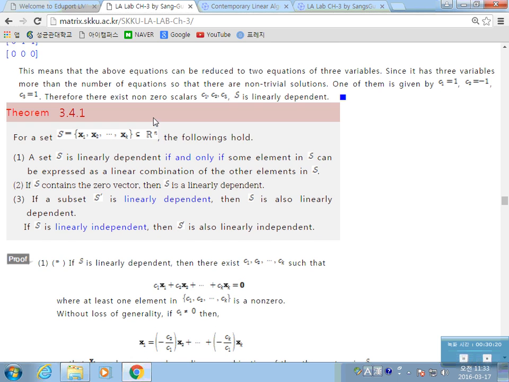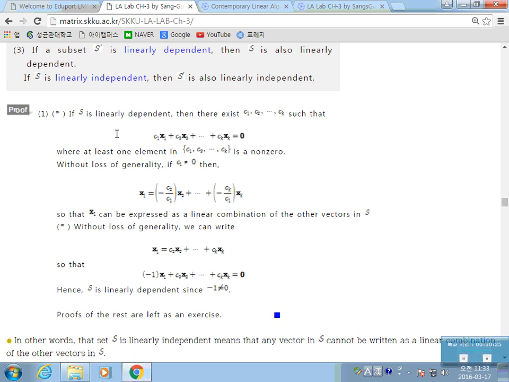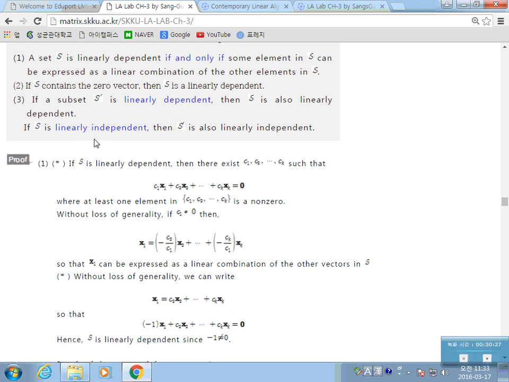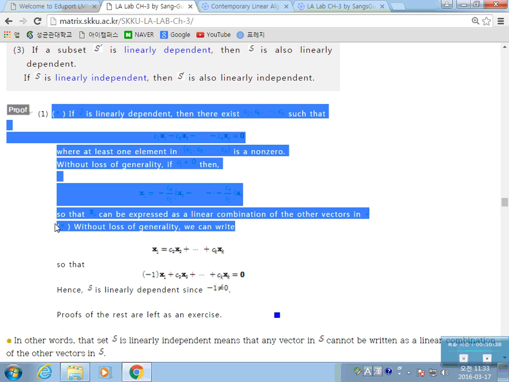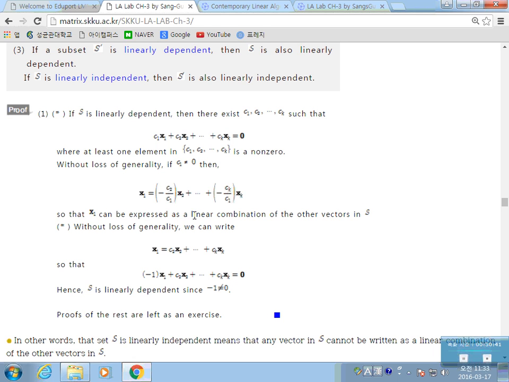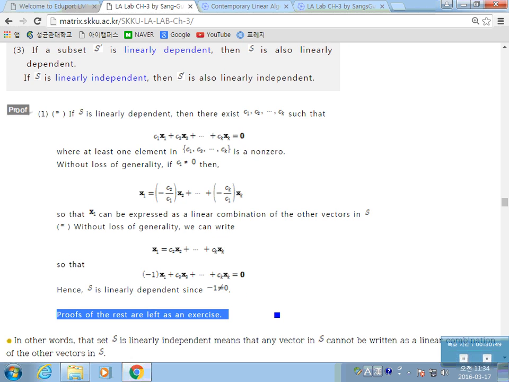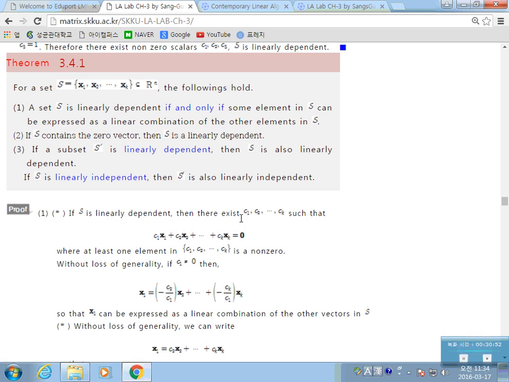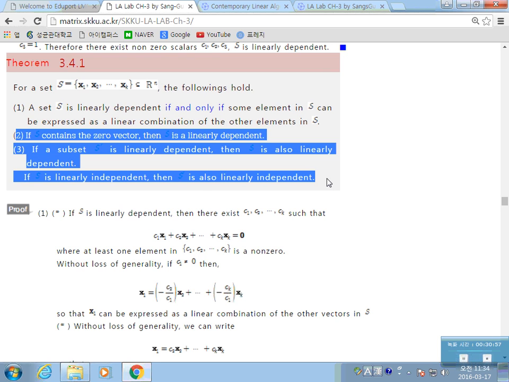Yeah. These are the kind of information that we can easily check. We have shown the first part, which is the most important. So the left-hand side implies the right-hand side, and the right-hand side implies the left-hand side. Okay, and here is a proof for the first part, and the second and third parts are left as an exercise for you. So I expect you to think about these two proofs.